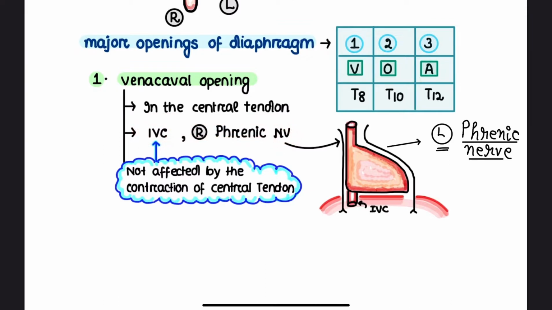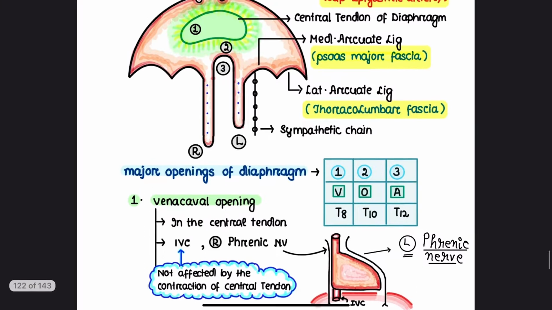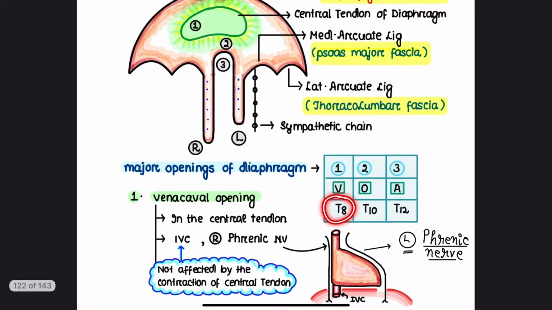Remember, the inferior vena cava is not affected by the contraction of the central tendon. I'm not saying the muscle of the diaphragm, but rather the central tendon. It's not affected. And so here's the right phrenic nerve, as you can see, and here's the inferior vena cava. They both pass through the vena cava opening at the T8 level.